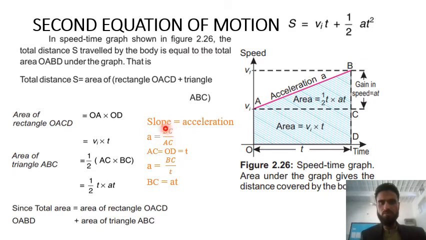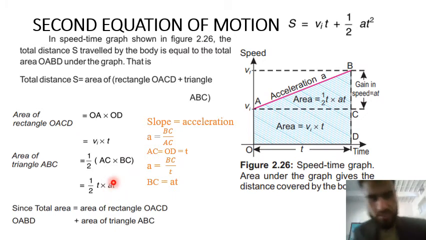Now to find the slope, we have already calculated BC, this line, divided by AC. Now AC over here is actually OD. So AC is equal to OD is equal to time. So it means in place of AC in this equation we can write time. So a is equal to BC divided by t. If we multiply this time with a, we will be left with BC. So BC is equal to at. That is why BC is equal to at.